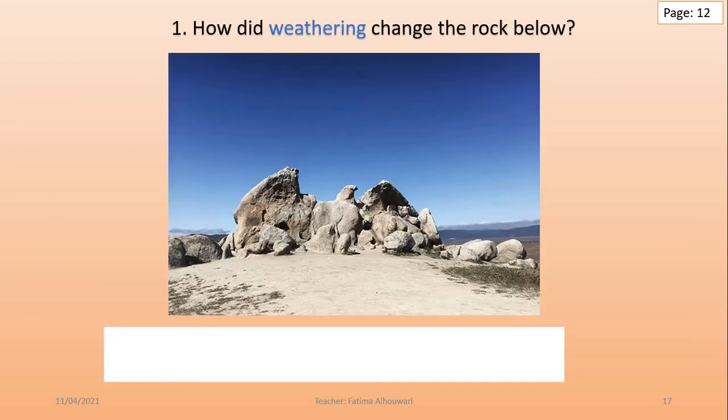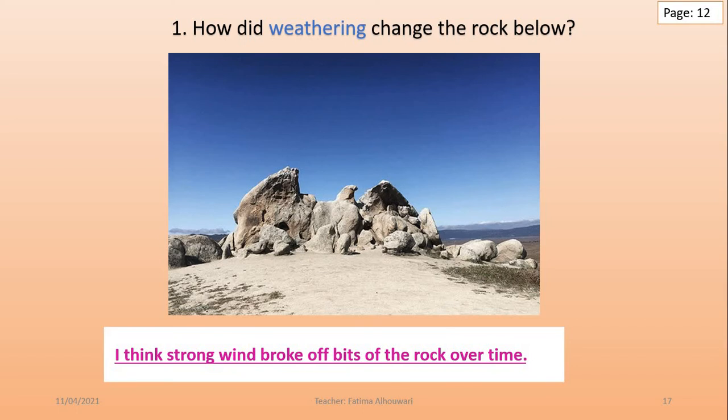Now observe this photo, grade 2. How did weathering change the rock below? What do you think? For me, I think a strong wind broke off bits of the rock over time. There is no water here.